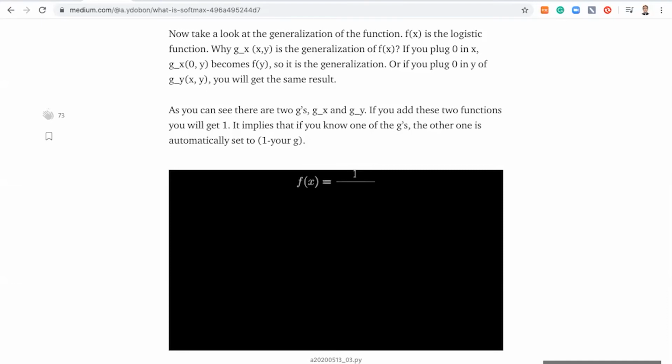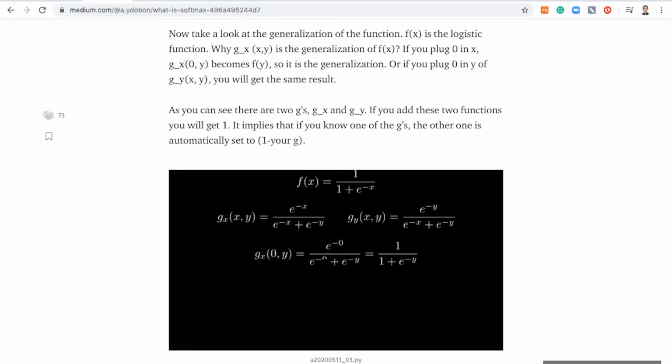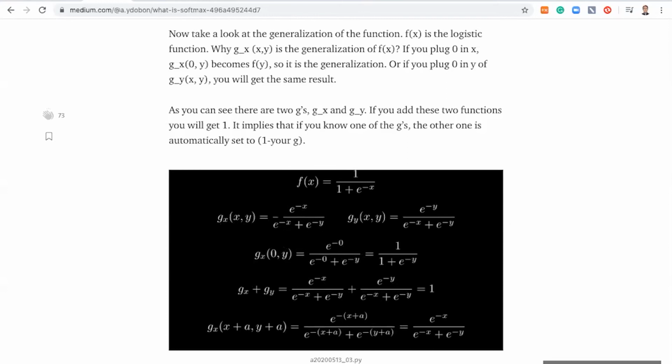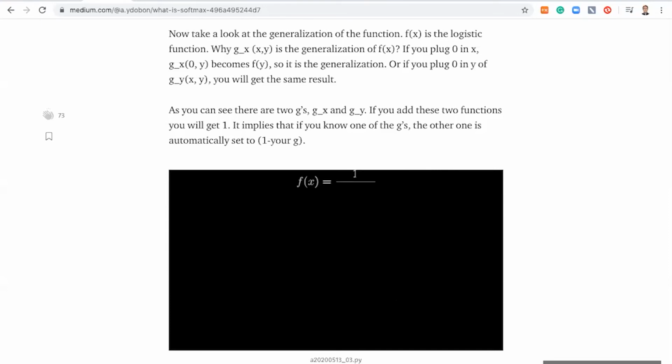And the first thing we note is that if you plug 0 into x, then this whole function becomes a simple logistic function. So you plug in 0 here, and then e to the minus 0 is 1. So this form is actually the same as this one. And the second thing to note is that if you add these two functions, it is always 1.